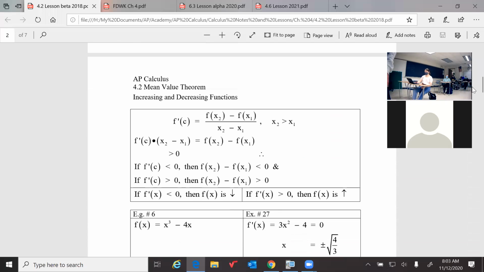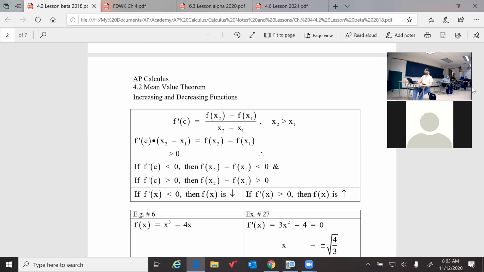Right. And we talked about this during the alpha lesson, but you already know it, except that's a justification for why when the parent graph is increasing, the derivative is positive. When the parent graph is decreasing, the derivative is negative. You don't need to write this down. You already are aware of this. That's a justification. So we're going to go to example 6.